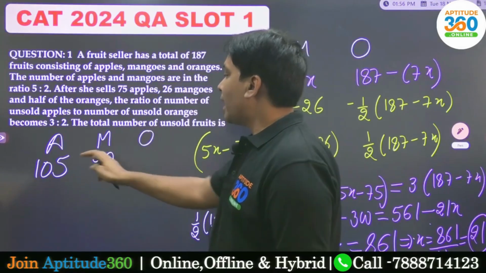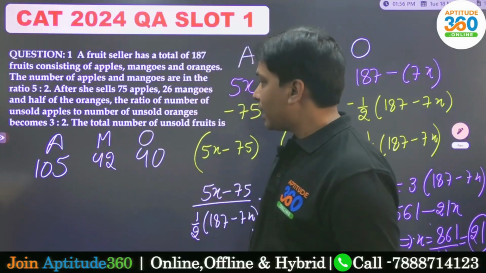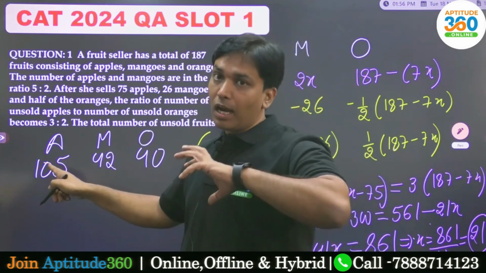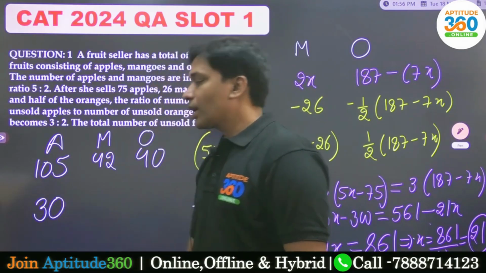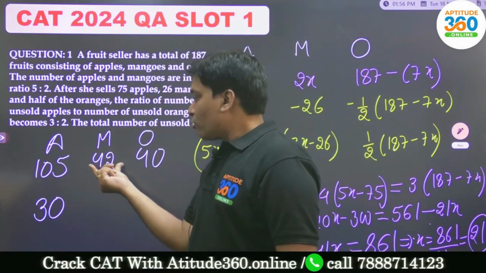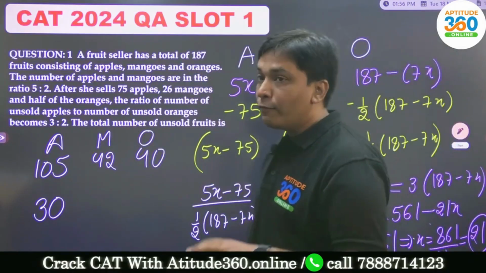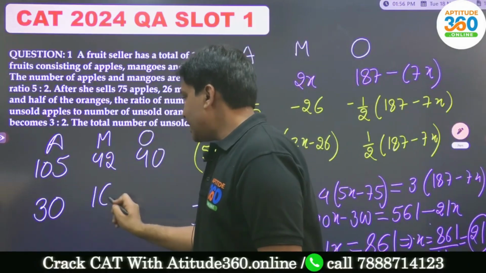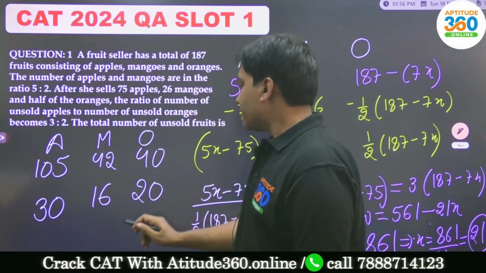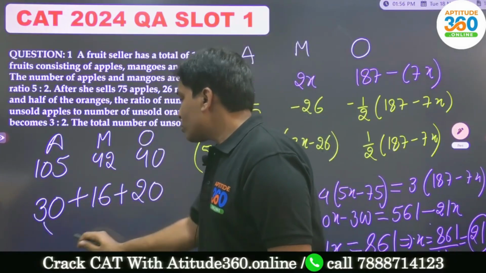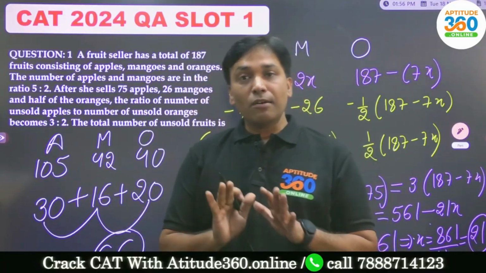How many oranges did we have? This plus this, 187 negative this value. So 40 oranges is what we were having. So 75 apples have been sold. So how many apples we are left with? 30, isn't it? 42 mangoes were there and 26 are sold. So 42 minus 26 will be 16. We are left with 16 mangoes and half of oranges will be left. So how many fruits we are left with? Collectively we are left with 66 fruits.